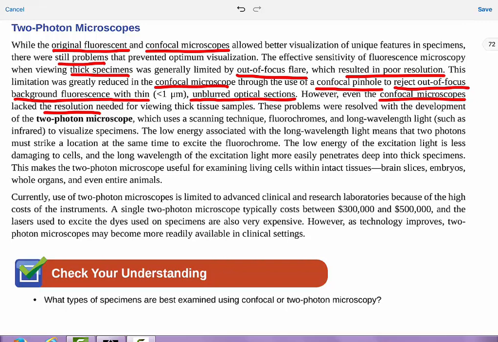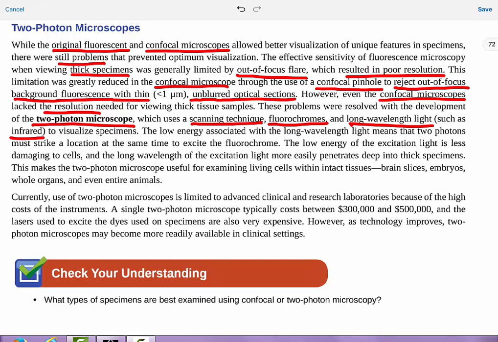So these problems were resolved with the development of the two photon microscope. That's our example there, and it shows why we have this microscope. We want to see something that's thicker, with better resolution for really thick samples. The two photon microscope uses a scanning technique, also fluorochromes, and long wavelength light, such as infrared light. So again, not visible light. We're not talking about the visible light section. We're not talking about shining a light bulb on it.